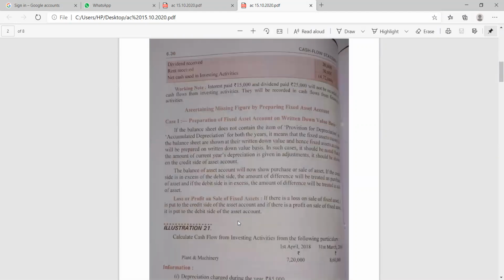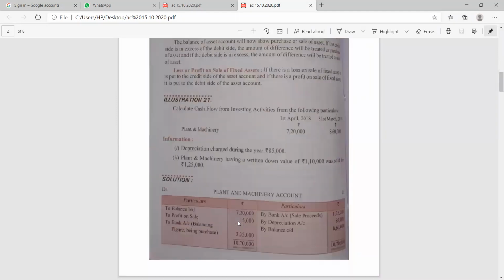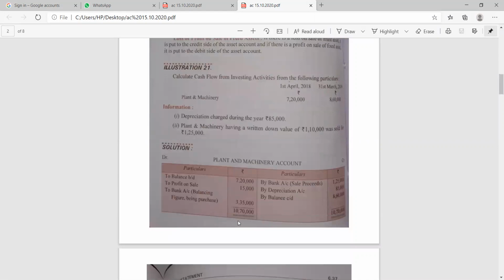Now, the next point, preparation of fixed asset account at the written down value basis, how it is to be done. Many times in the question, see, illustration number 21. This type of information is additionally given to you related to investing activity, like the value of the plant and machinery on the opening date and closing date, and extra information like depreciation, purchased during the year 85,000 rupees, plant and machinery having the written down value of rupees 1,10,000 was sold for rupees 1,25,000.